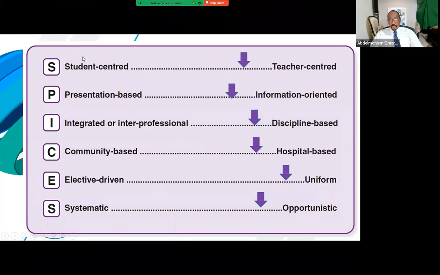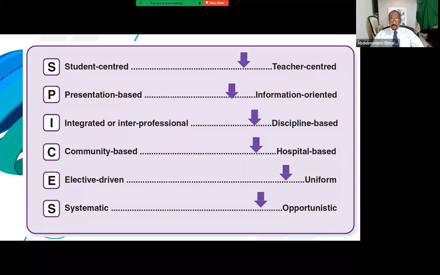As I told you, today in the group work, by the way, we will divide you into six groups. One group will take student-centeredness, one group will take presentation-based or problem-based, PBL, one group will take integration or interprofessional, one group will take community-based, one group will take elective-driven, and one group will take systematic. Now you will find a link to a box, meaning you click on the link and it will take you to the box. All six folders are found in that box, but you can choose for now to download the papers or the documents in the folder relevant to your assignment. For example, ours is PBL, so they open the problem-based learning folder, download the papers, and study them during the group.